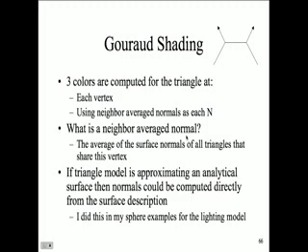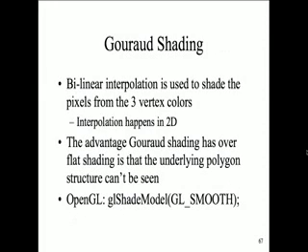So what is the neighboring average normal? Well, that's a good question. It depends on the calculation that you're providing. So the average of the surface normals of all triangles that share this vertex. So you take the surface normals, you average it out, and you can shade to a certain point and then contrast it. So if the triangle model is approximating an analytical surface, then normals could be computed directly from the surface descriptions. We did this with the sphere example and the lighting model. Actually, we saw that last time.